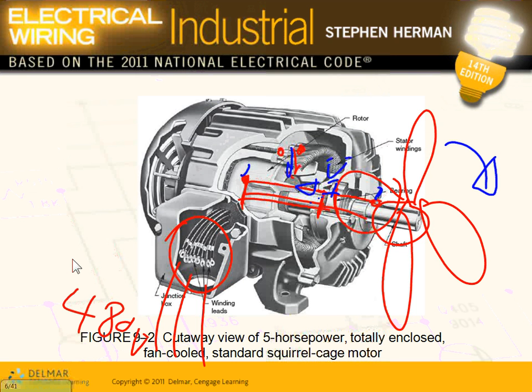I'm not going to focus too much on the basics. Any questions, guys? But you have to understand the whole concept is induction.